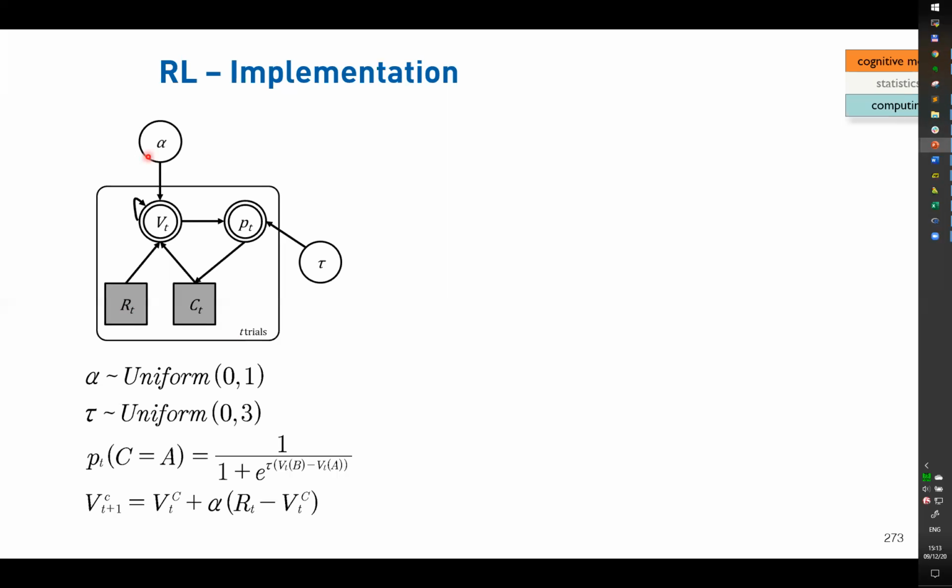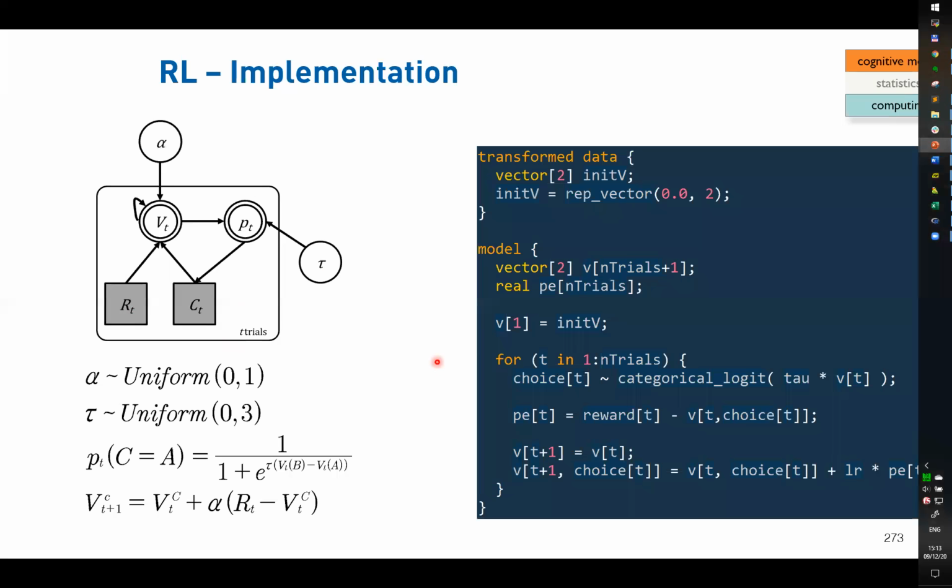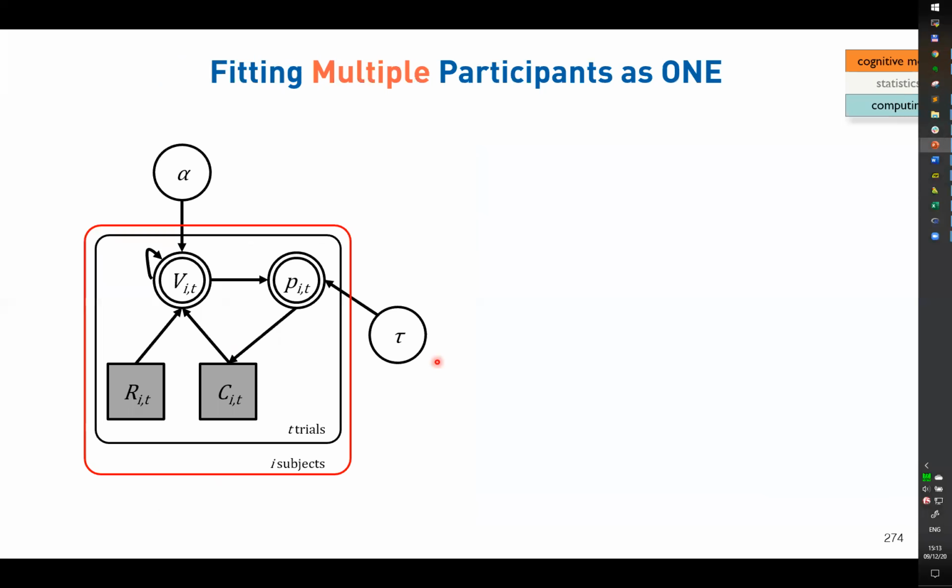So here this square, outer square, just means the number of trials, okay? And then the actual implementation is not really so important, but we moved on to the next topic, which is about fitting multiple participants.